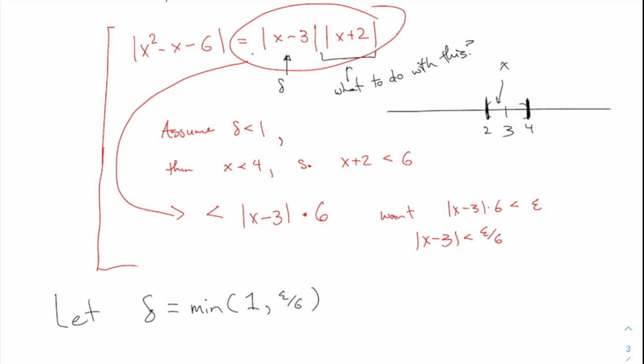It's smaller than whatever is smaller, the 1 or the epsilon over 6. That's what this means. The one's smaller than the other. Or does it still work?